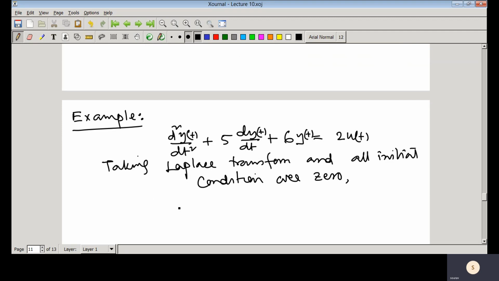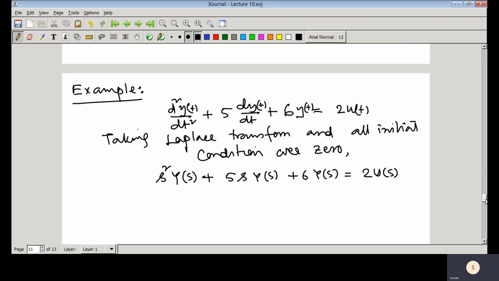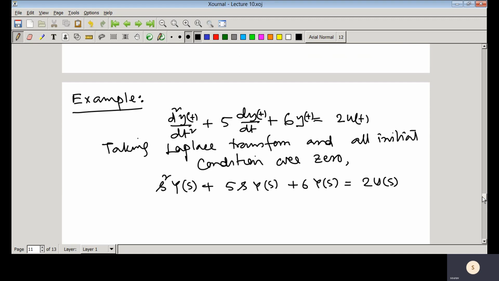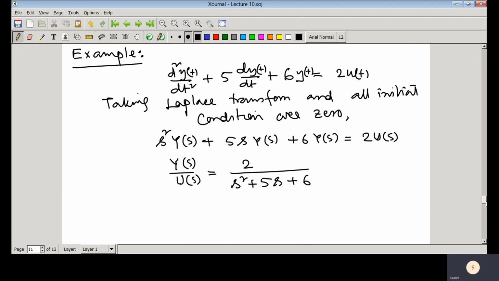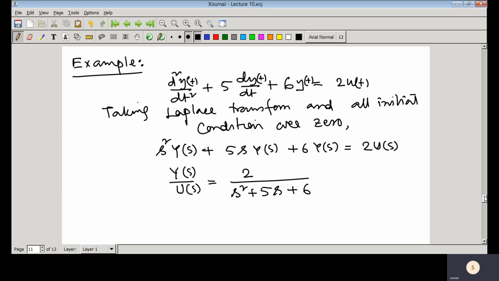The transfer function that you would have, here, s square Y(s) plus 5s Y(s) plus 6 Y(s) equal to 2U(s). Now if you take it as a single input single output system, then you can represent it as output by input, so that is equal to 2 by s square plus 5s plus 6. So we have seen this particular method for finding the transfer function from a differential equation. Then we'll see how to get the transfer function from the state space model.